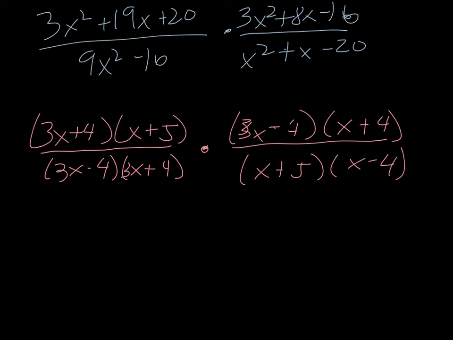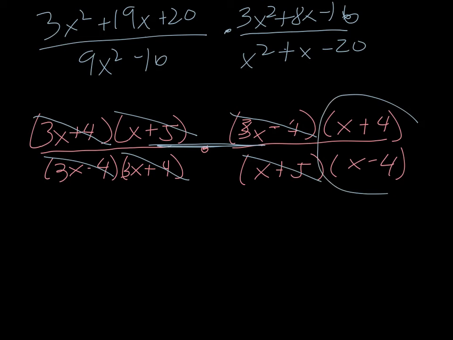So here I have it all factored. Now I can simplify. Remember, multiplying can just go straight across. Anything that's the exact same on the top and bottom can cancel out. So the 3x plus 4 with this 3x plus 4 can cancel. This 3x minus 4 with this 3x minus 4 can cancel. This x plus 5 and this x plus 5 can cancel.